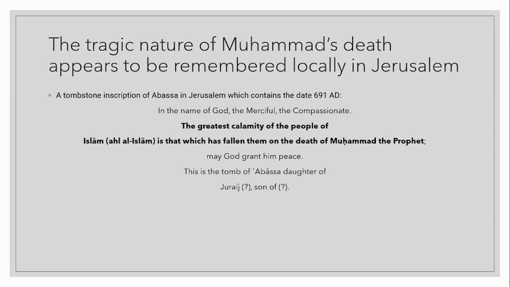It says, "In the name of God, the merciful, the compassionate, the greatest calamity of the people of Islam is that which has fallen them on the death of Muhammad the Prophet. May God grant him peace. This is the tomb of Abasa, daughter of Juraj, son of whatever." So, interesting that there's a reference to the tragic death of Muhammad.